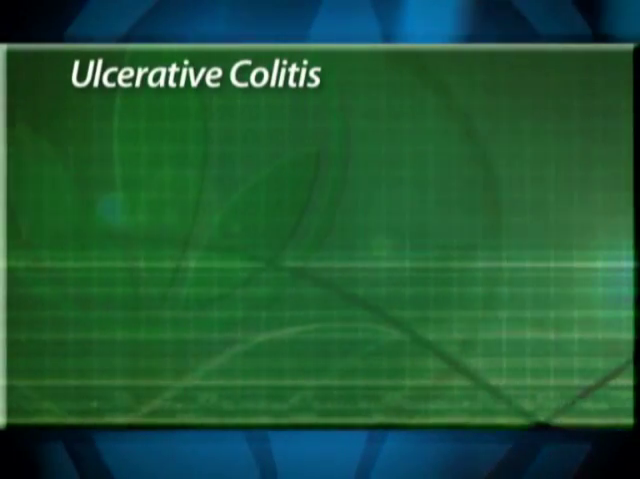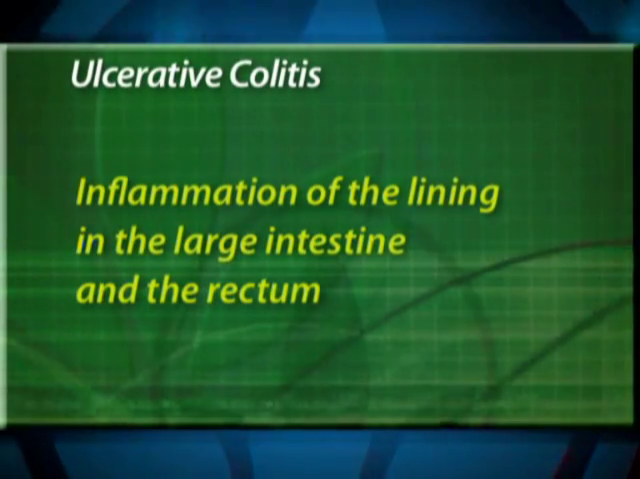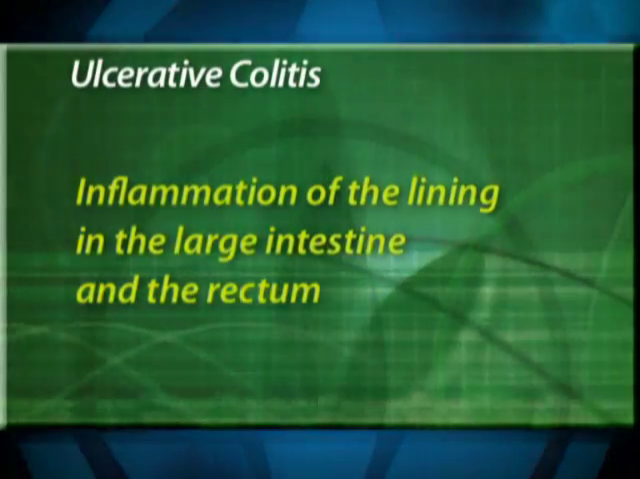In ulcerative colitis, inflammation occurs in the lining of the large intestine and the rectum. In rare cases, it may extend into the small intestine. But in most cases, however, the small intestine remains normal. There is strong evidence suggesting that dietary factors are the most probable cause for this disease.